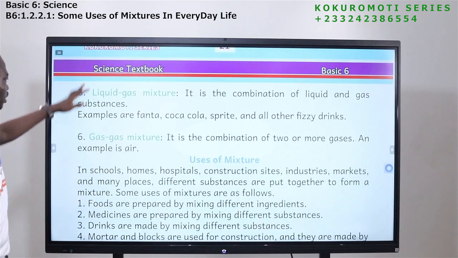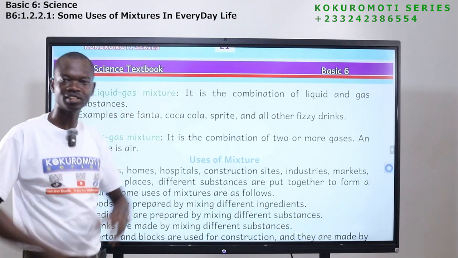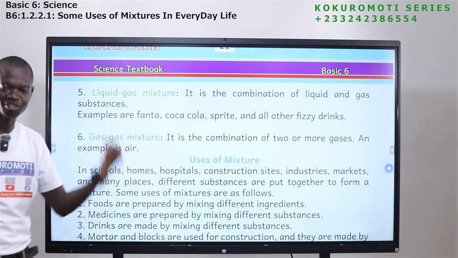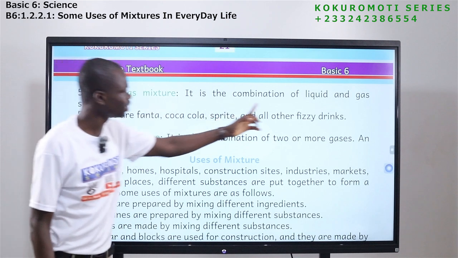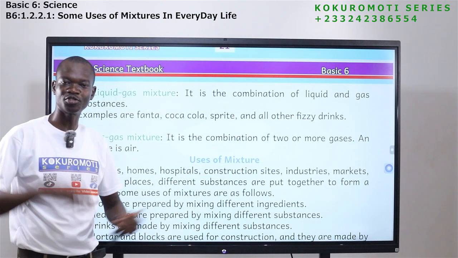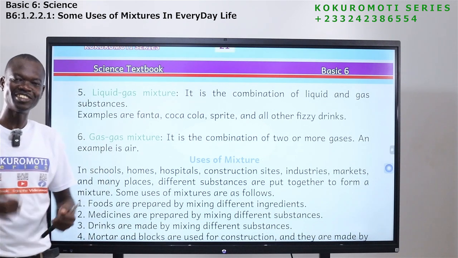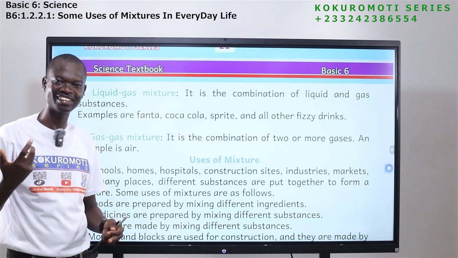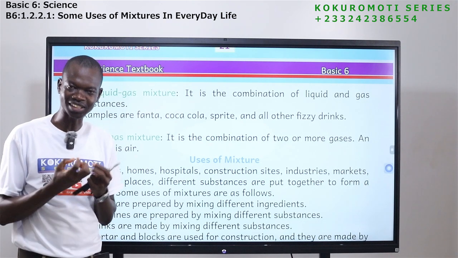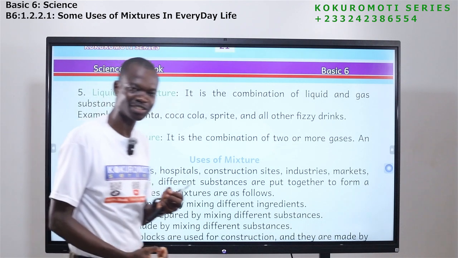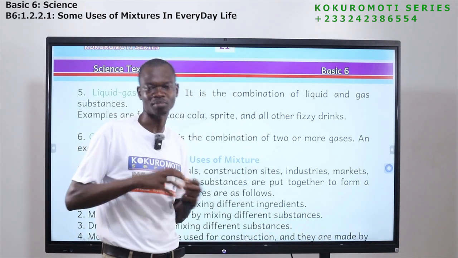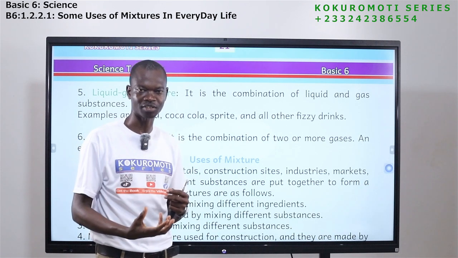Let's move on to the next one, liquid gas mixture. One component is liquid and another component is gas. So it is a combination of liquid and gas substances. For example, we have Fanta. If you shake Fanta and you open it, you see gas coming out from the liquid. So it means that the liquid in the can, in the bottle, has gas too. That is why we see the gas coming out.